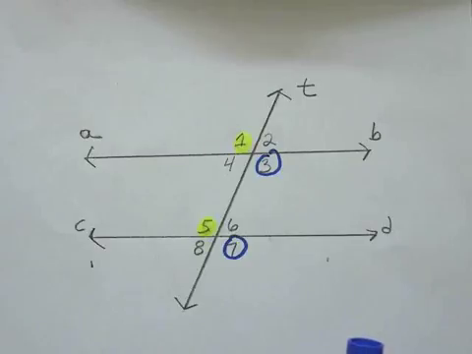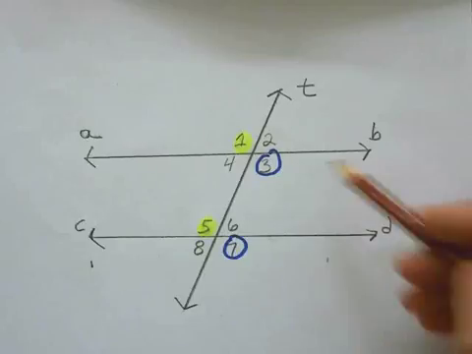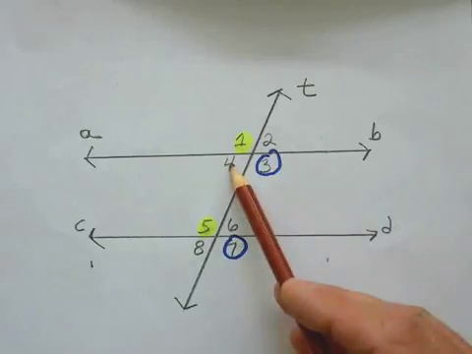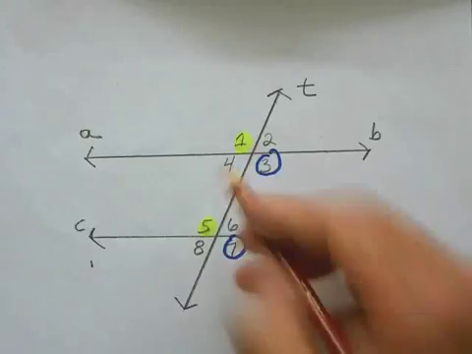The next thing that I need to talk to you about are what are known as alternate interior angles. And these are very, very interesting, and we're going to be doing some very interesting things with them. So alternate interior angles are inside the lines and on opposite sides of the transversal. Okay, so they're inside the parallel lines and on opposite sides of the transversal. So for instance, angle 4 and angle 6 are alternate interior angles.